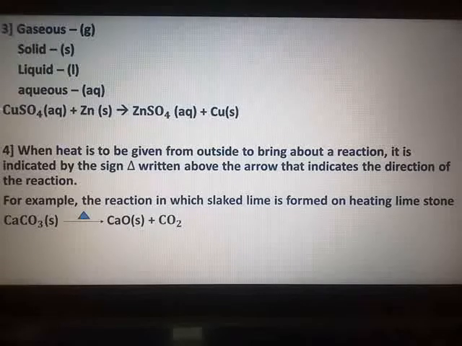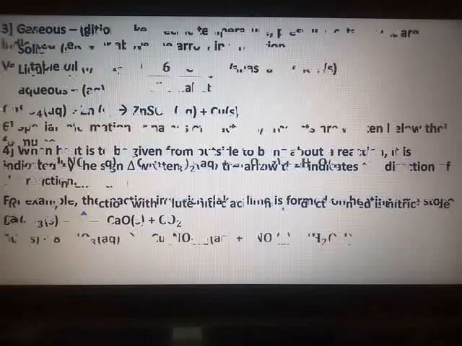Next, certain reactions to be carried out, heat is required or heat has to be provided from outside. So this provision of heat can be shown by a triangle on the top of the arrow. A triangle on the top of the arrow indicates that heat is required to carry out this particular reaction.